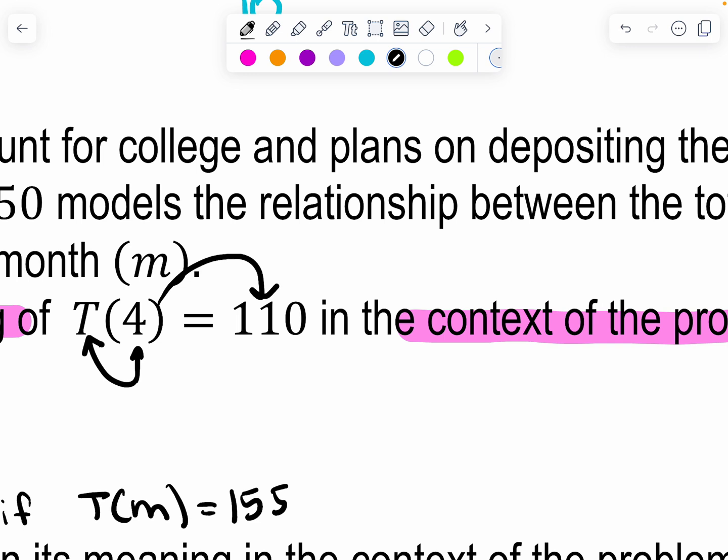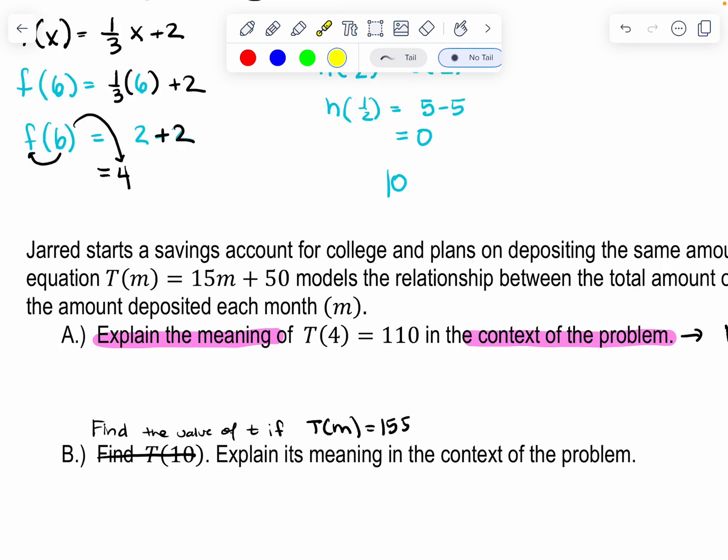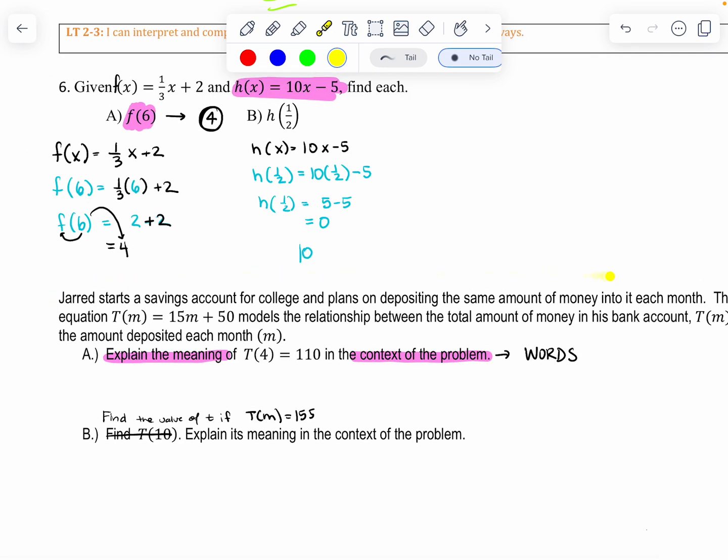That's not a false statement. That's true. If the input of 4 goes into T, the output will be 110. That's a nice little statement. The problem is it doesn't give me what I'm looking for. This is not explaining the meaning in context of the problem. That actually explains the meaning outside of the context of the problem. Because when I say context of the problem, I mean you have to tell me about how these numbers relate to the story that I've given you.